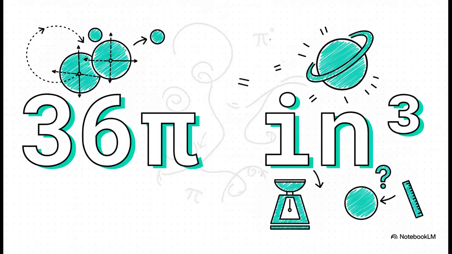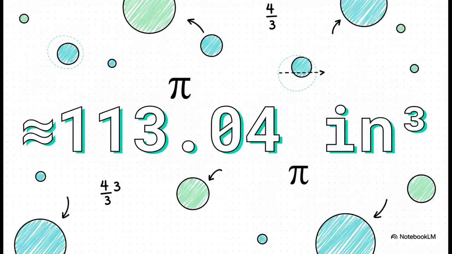36 pi cubic inches. Now, this is what we call the exact answer. Why? Because we haven't rounded pi or anything. We just leave the symbol there. It's the most precise way to write it. So if a teacher ever asks for the exact answer, this is what they're looking for. But in the real world, you probably want an actual number you can work with. So if we substitute 3.14 for pi and do the math, we get about 113.04 cubic inches. See that little squiggly equal sign? That just means approximately equal to. So both answers are right, they're just used for different things.